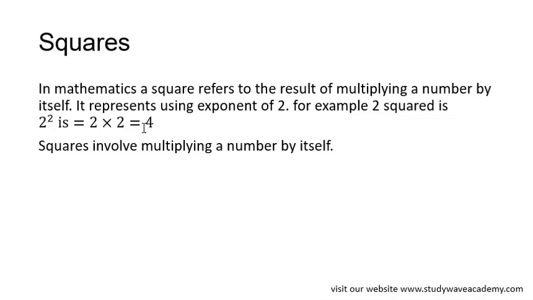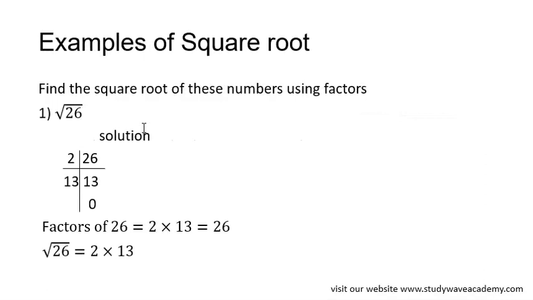So we're going to be looking at some examples to help us understand this better. We have example 1 here. Find the square root of this number using factors. Now we have the square root of 26. If we look through our multiplication table, we will not find two numbers that are the same that when multiplied will give us 26. So we are going to be using factors to find the square root of 26.